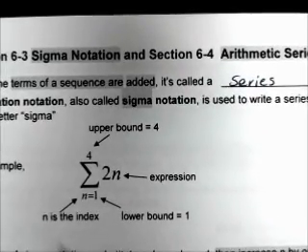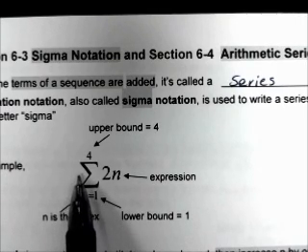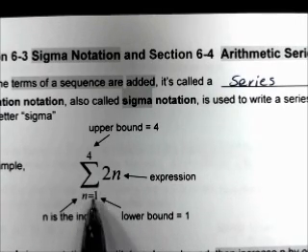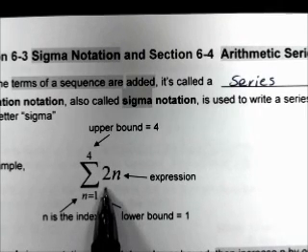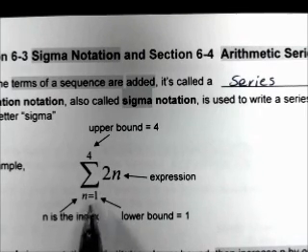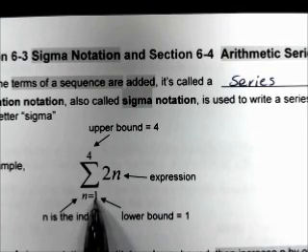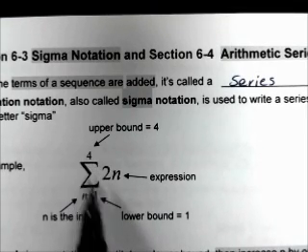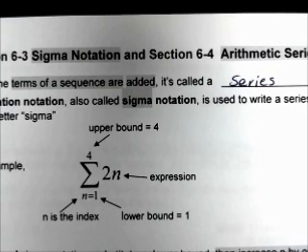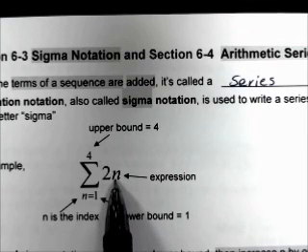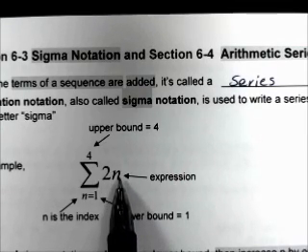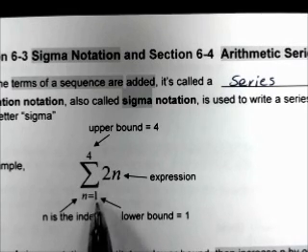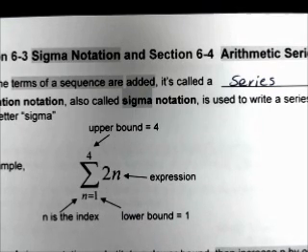What this stands for, okay? This here, we have the summation of n going from 1 to 4 of the expression 2n. n is the index, 1 is our lower bound, 4 is our upper bound. Our expression is 2n. What we do is we substitute, starting with 1, in for n, and increase by 1 each time until we reach our upper bound. So we'll put in 1, then 2, then 3, and then 4, and then add them all up.